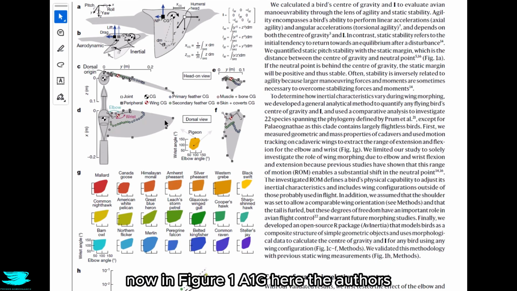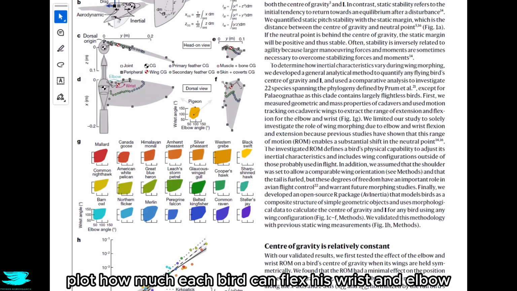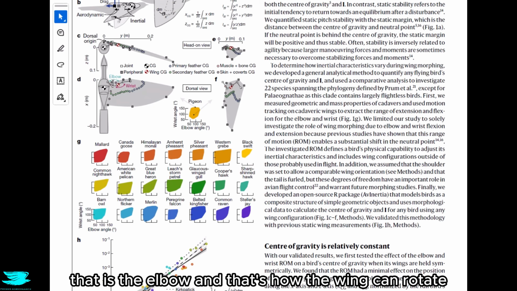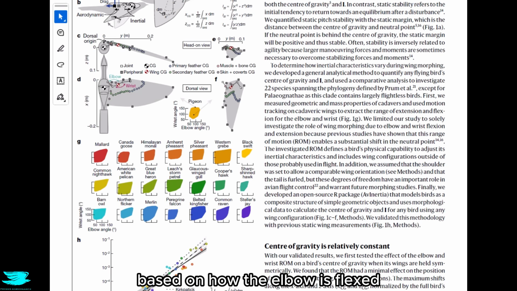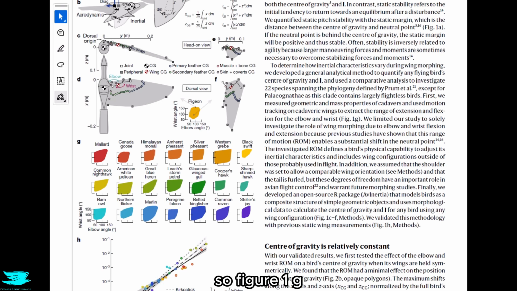Now in figure 1G here, the authors plot how much each bird can flex its wrist and elbow. So to understand what that means, the wrist and elbow of a bird, in figure 1D, we see the bird in blue here, that is the elbow, and that's how the wing can rotate based on how the elbow is flexed, with these little blue arrows. The red writing is for the wrist and how the wing can flex based on its rotation.